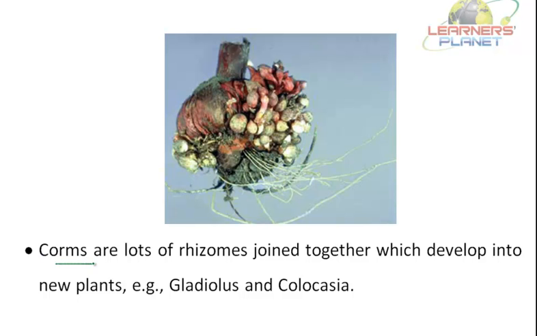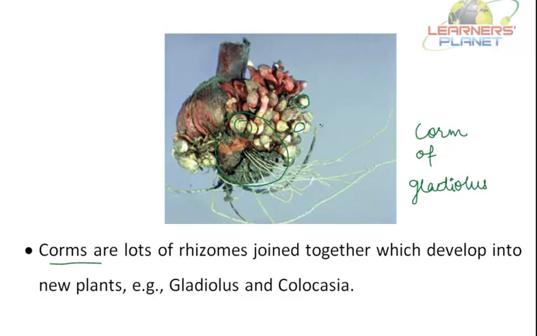Now here, corms are lots of rhizomes joined together which develop into new plants, like in Gladiolus and Colocasia. So this is the corm of Gladiolus. This is the beautiful picture of the corm of Gladiolus. So this is the corm. This bulb-like structure is the corm.